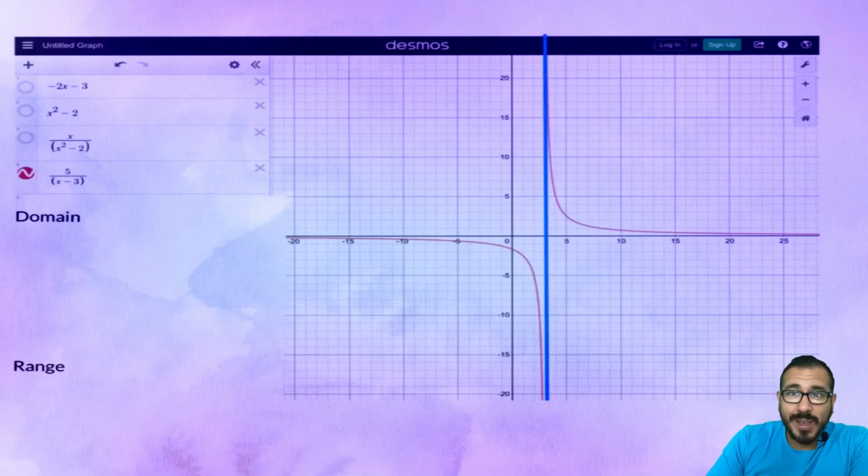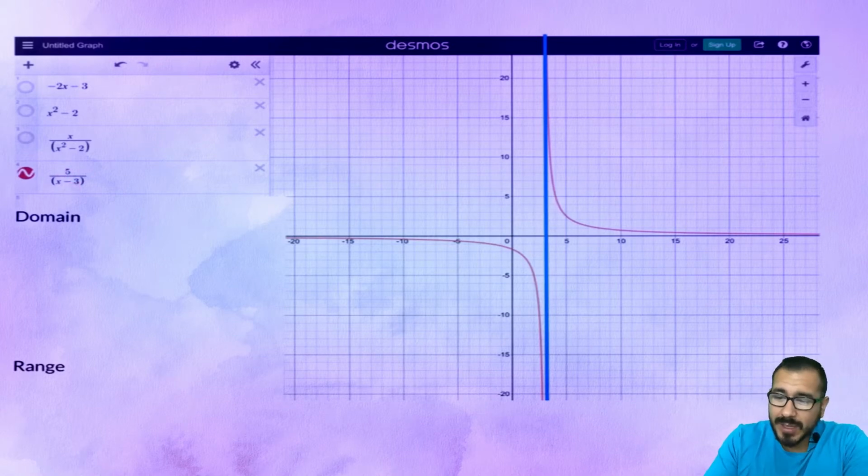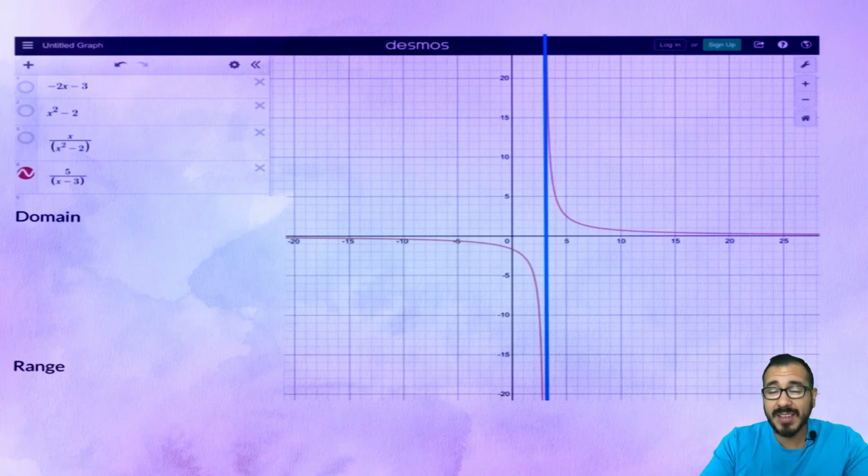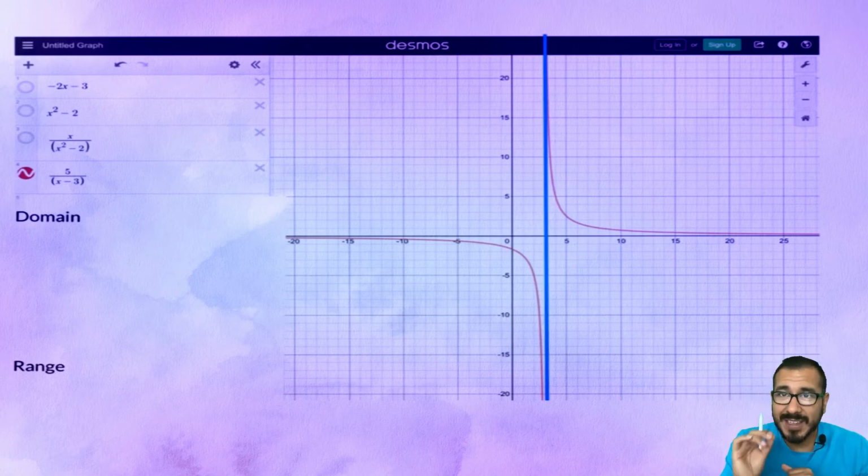Let's look at this graph right here of 5 divided by x minus 3. Again, we're going to use Desmos to graph this, and what we're going to see is that our graph, and I exaggerated this blue line here just to illustrate, is never going to cross this blue line. It's never going to touch the line x equals 3. It's going to get very close, infinitely close, closer than you can imagine, but it's never going to touch that line of x equals 3.